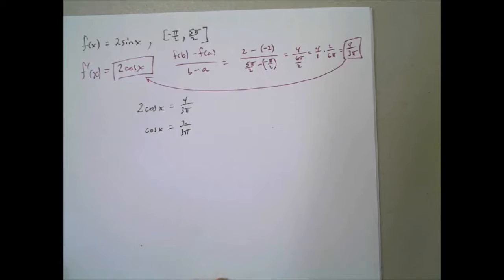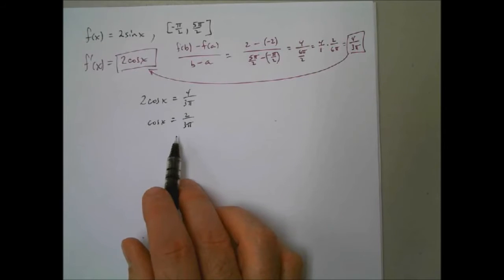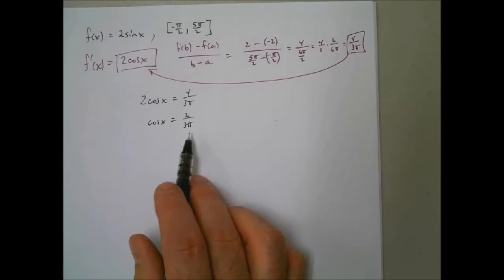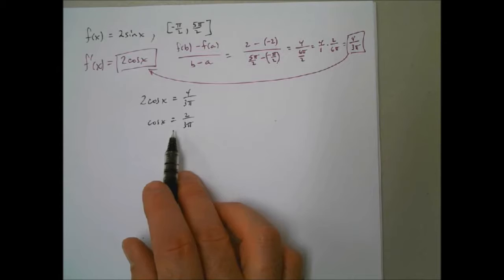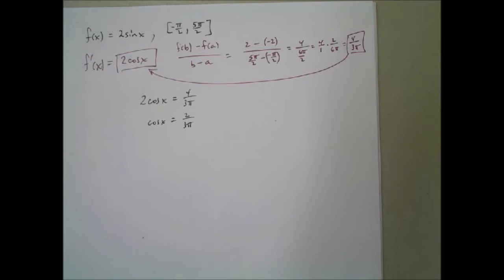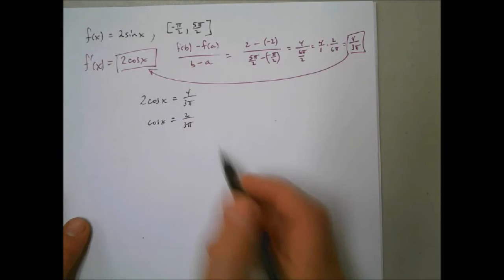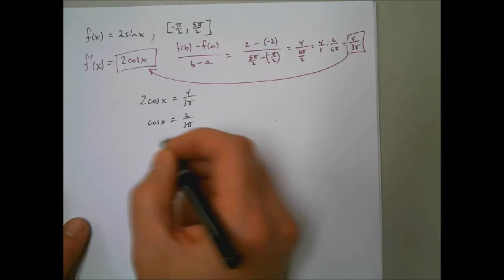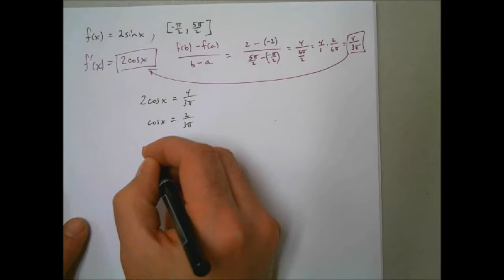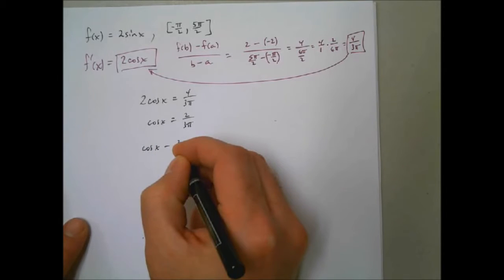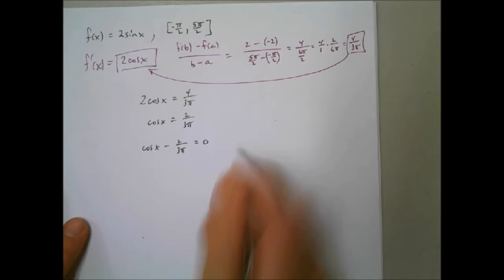And at this point, you're going, well, I don't really recognize that. That's not 2 over 3 pi for cosine. That's not something we recognize. But if we have a graphing calculator in hand, it's not a problem. Okay, so we get 0 on one side. So let's bring the 2 over 3 pi to the left. So cosine x minus 2 over 3 pi equals 0.